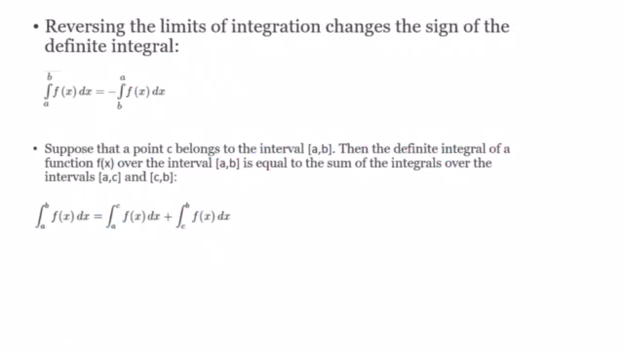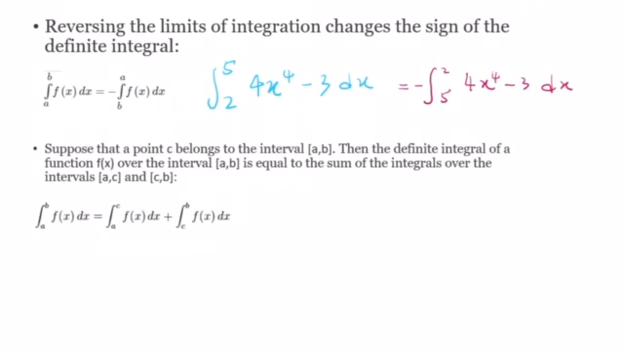The third, which is reversing the limit of integration, changes the sign of the definite integral. It became negative because the direction of the integration has been changed. Suppose from a to b, it will become integrate from b to a. So that's why there's a negative.